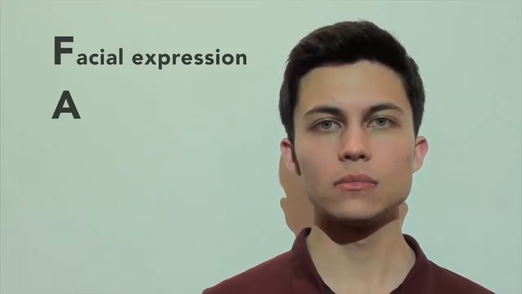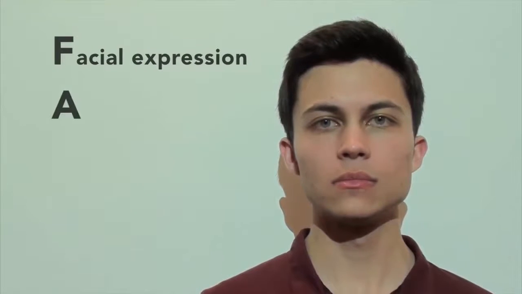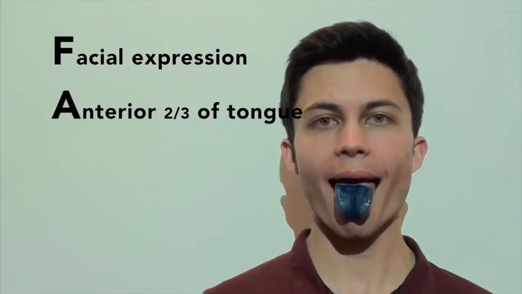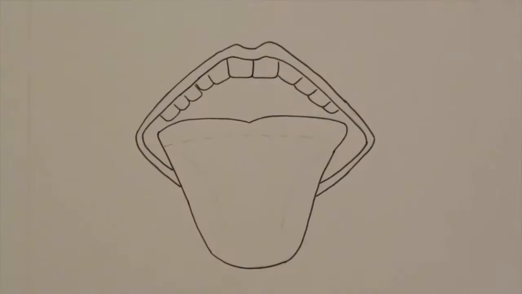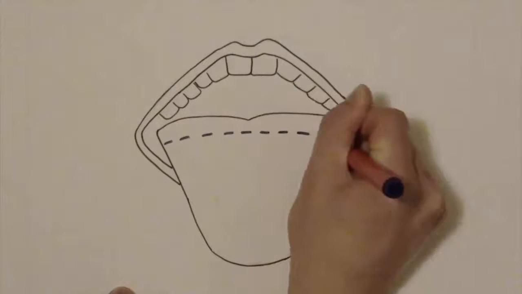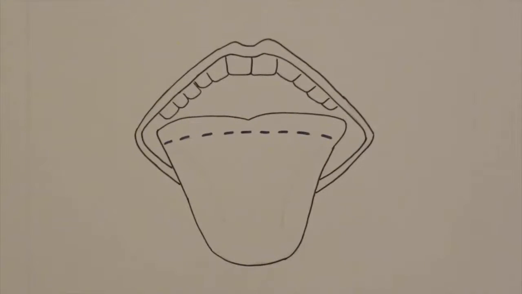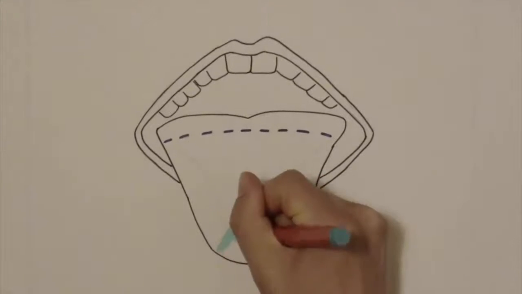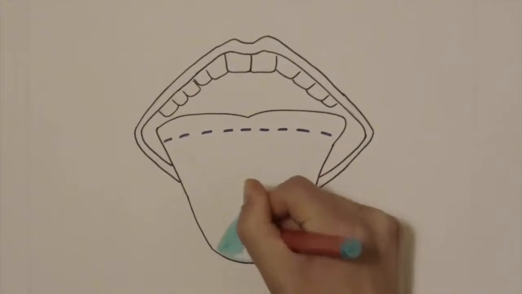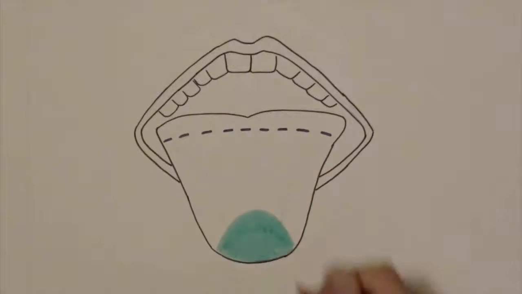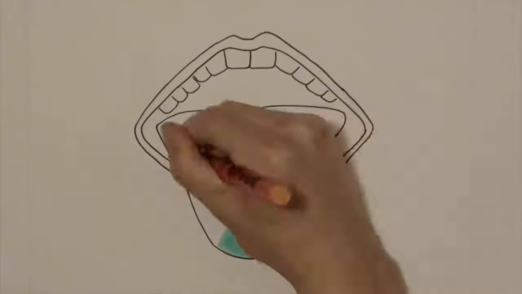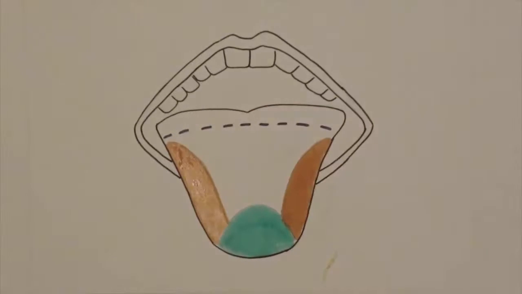Our next letter is A, which stands for anterior 2/3 of the tongue. The facial nerve provides sensory information to this part of the tongue. The anterior tip of the tongue mainly tastes sweet and salty tastes, while the lateral portions are mainly sensitive to sour tastes.